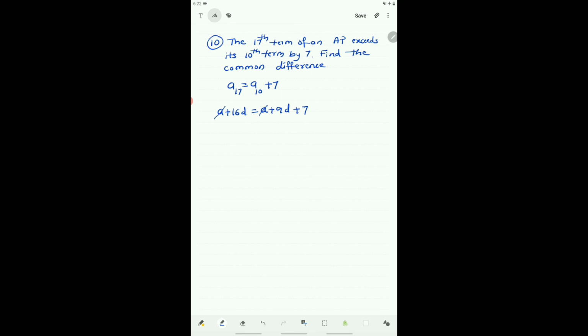And A cancels here. 16D minus 9D is equals to 7. Transfer this 9D to the LHS. It becomes 16D minus 9D is equals to 7. 16 minus 9 is 7. 7D is equals to 7. And D is equals to 7 by 7. Therefore, D is equals to 1. You got the value of the common difference. Common difference is 1.